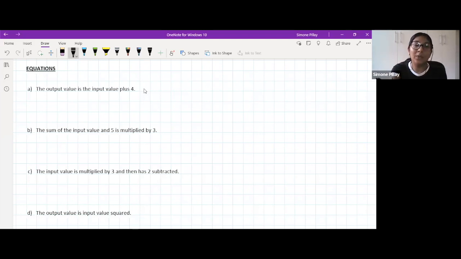So when we are looking at these sentences, our sentences are describing our rule in words.